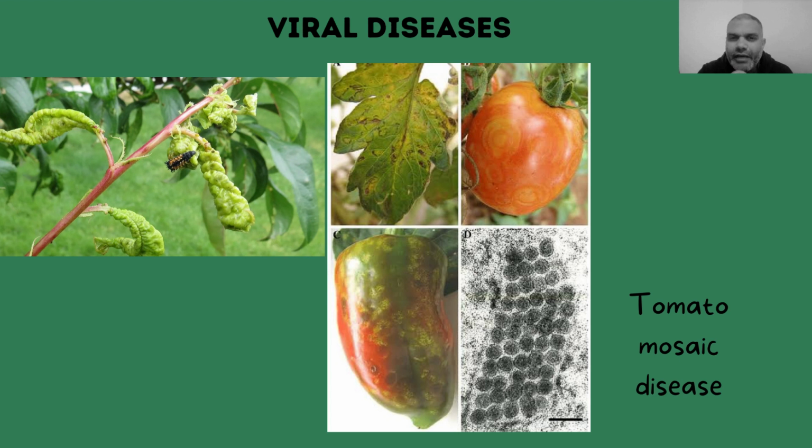Then we have viral diseases of various sorts. So here you see the tomato mosaic disease. It causes this pattern which is also called a mosaic, like tiles. And so this is tomato mosaic. It's caused by a virus. And in Himachal, you will see that peaches are particularly susceptible to a leaf curl disease where the leaf curls, and that is also a viral disease.